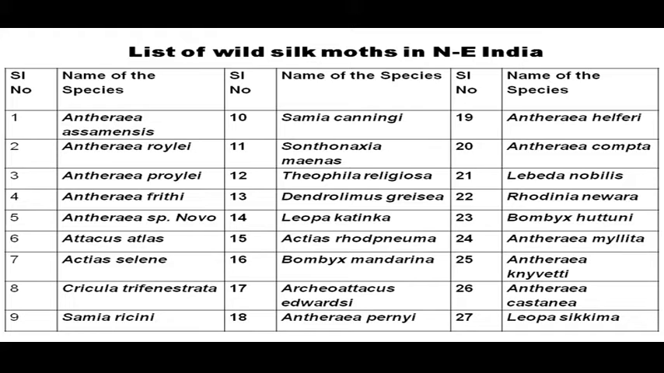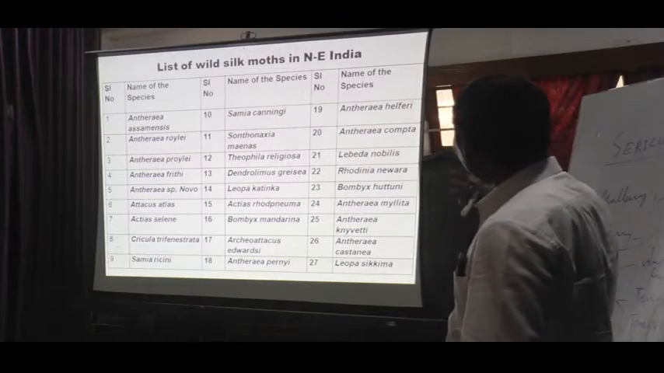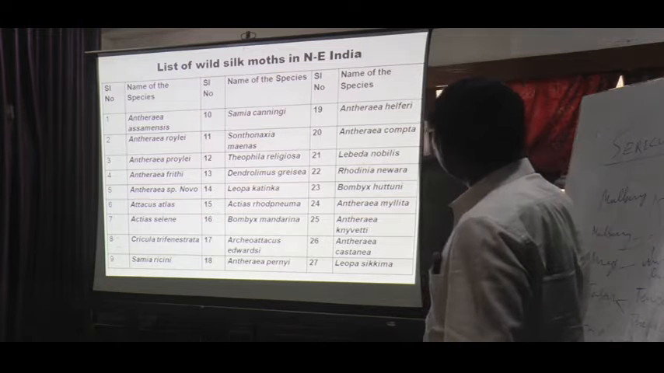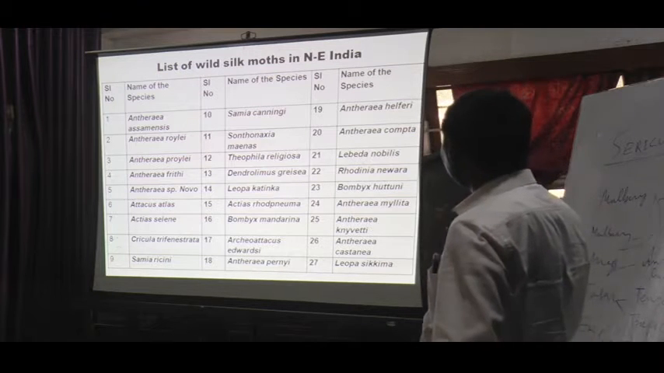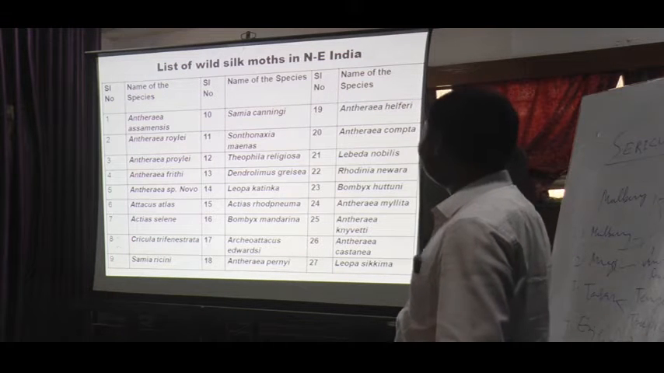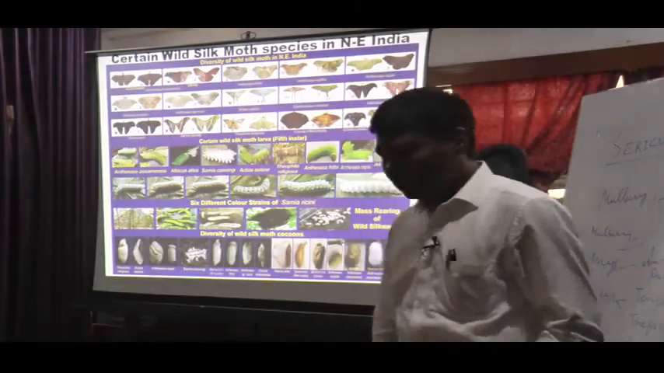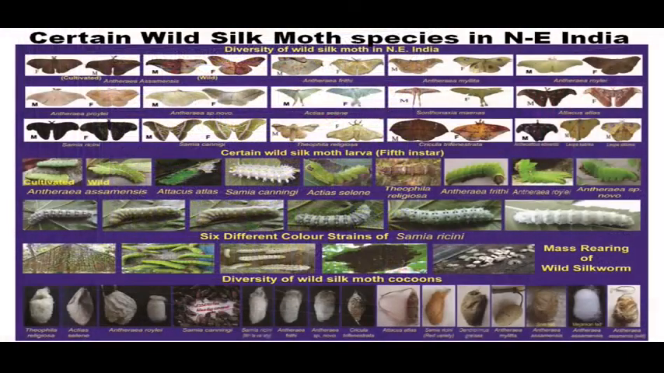Cricula trifenestrata, Samia ricini, then Samia canningi, Sonthonexia minas, Theophila religiosa, Drandomylas gracia, Lopa katinka, Ectias rhodopneuma, Bombyx mandarina, Archaeotacus edwardsi, Antheraea parini, then Antheraea halferi, Antheraea comta, Lebeda nobilis, Rhodonia neura, Bombyx hotoni, Antheraea mylita, Antheraea neviti, Antheraea castania and Lopa sicima. These are the 27 species of wild silk moth reported from the northeastern region of India. So these are the wild silk moth species.